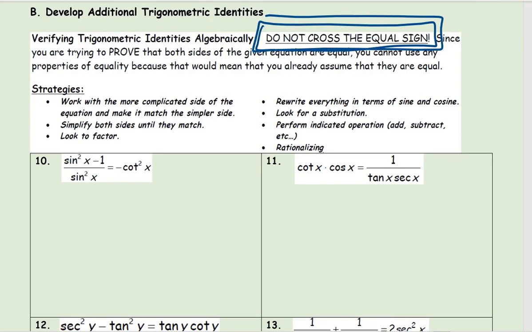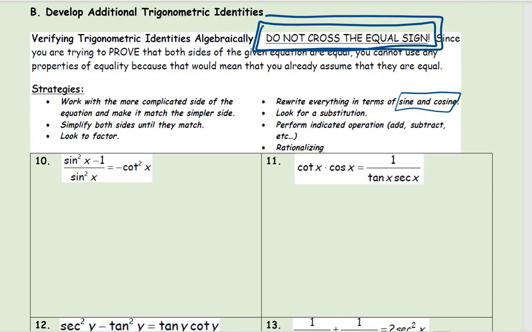So some strategies when verifying trigonometric identities is to work with the more complicated side of the equation first to try to make it match the simpler side. We're going to simplify both sides until they match, and we can look to factor. We can rewrite everything in terms of sine and cosine, which is a very popular thing from yesterday's notes. We can look for substitution, perform indicated operations such as adding, subtracting, and rationalizing. And I am ready to get started. I hope you are too.